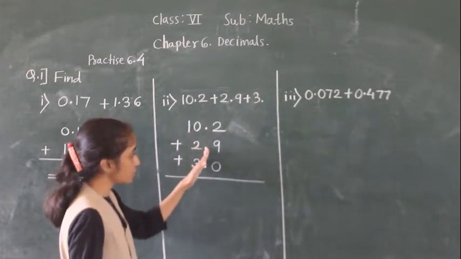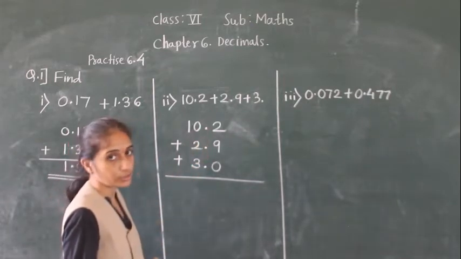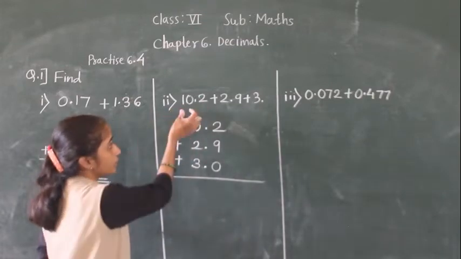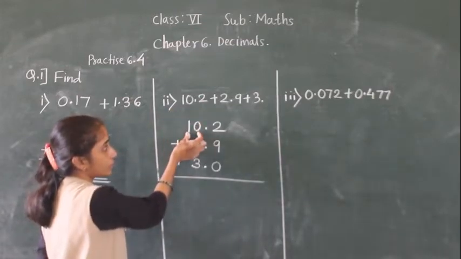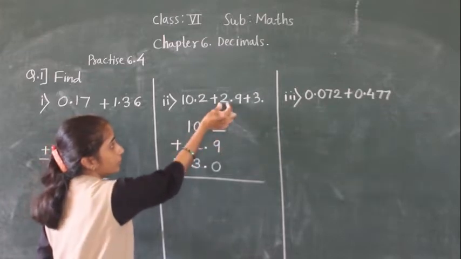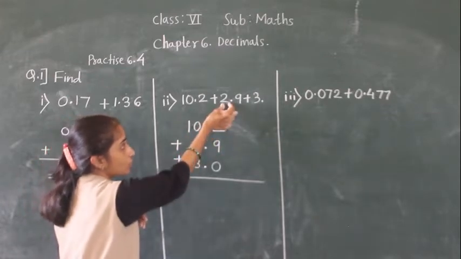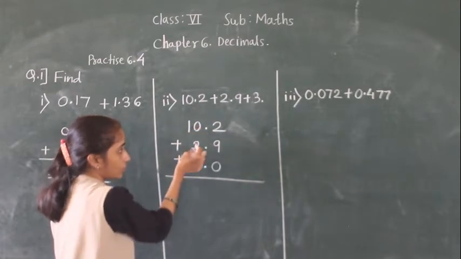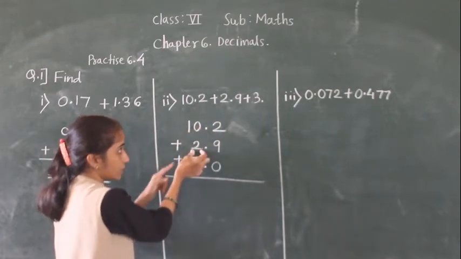See, everywhere you have a decimal point. Again, I am explaining to you. 10.2: 10 is the whole number, so I have written 10 here, then 0.2. Then 2.9: 2 is the whole number, which is at the first place, so write it down below the 0. Down of this is at first place, then 0.9.